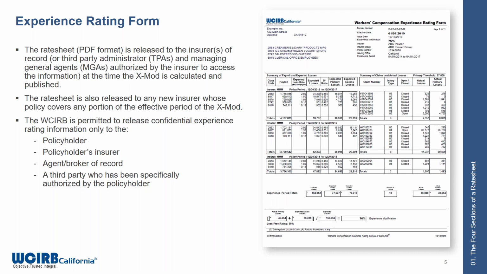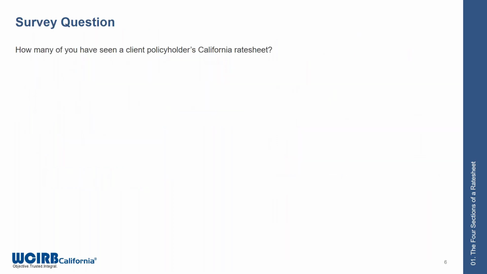Here's a copy of the experience rating form. The rate sheet is released in a PDF format to the insurer of record or to any third-party administrator or MGA that's authorized to receive the information at the time the X mod is published. The rate sheet is automatically released to any new insurer whose policy covers any portion of the effective period of the X mod. The WCIRB can release this rate sheet information only to those who are authorized: the policyholder, the current insurer of record, the agent or broker of record, or a third party who's been specifically authorized by the policyholder for us to release that information.